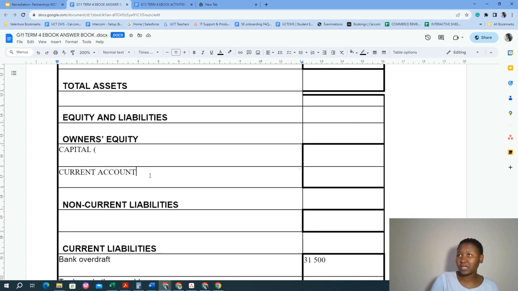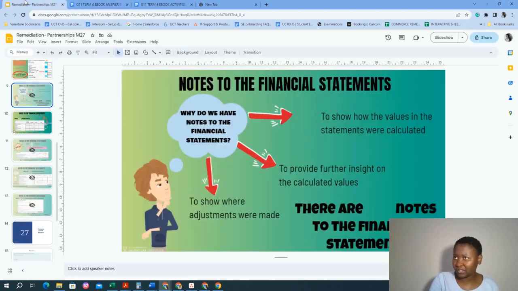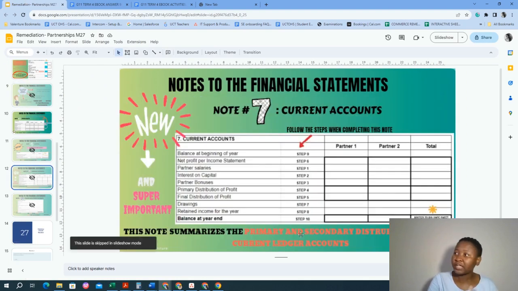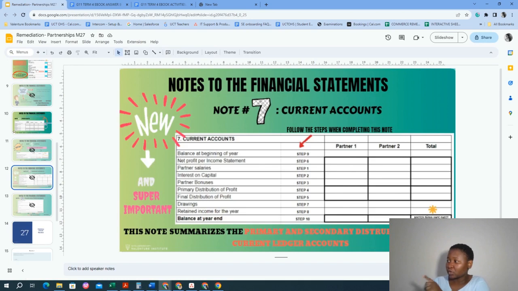And then you move on to the current account. Like I said, if it's not given or required for you to work it out, it is usually going to be the balances at the end of the year: balance at the end for partner A, balance at the end for partner B. You add those two together, and the total will give you the balance posted to the balance sheet.